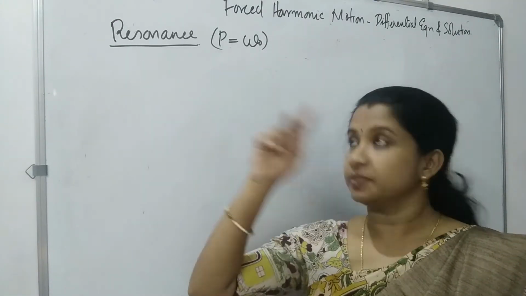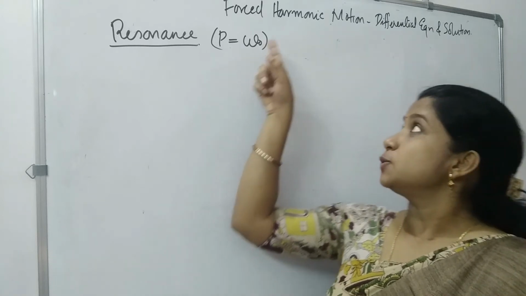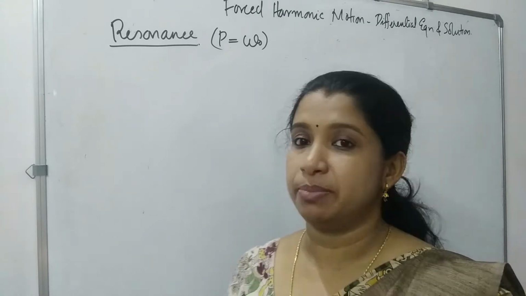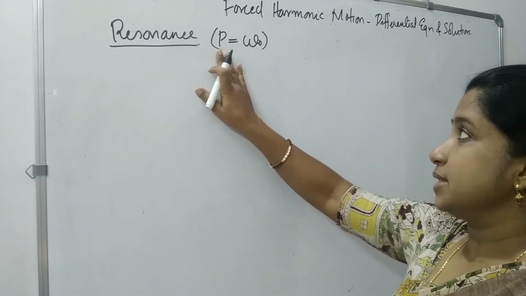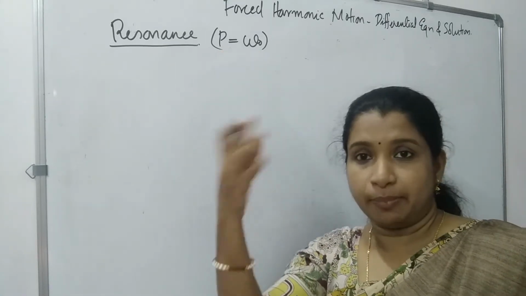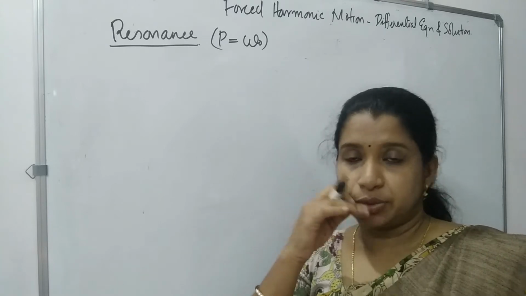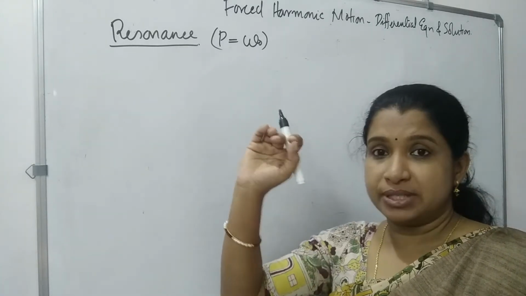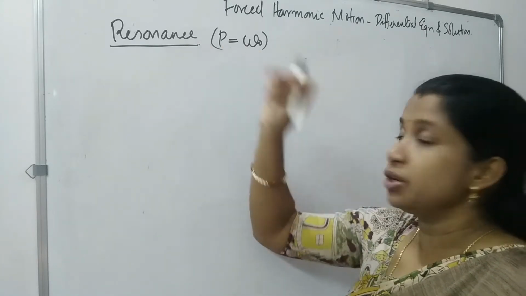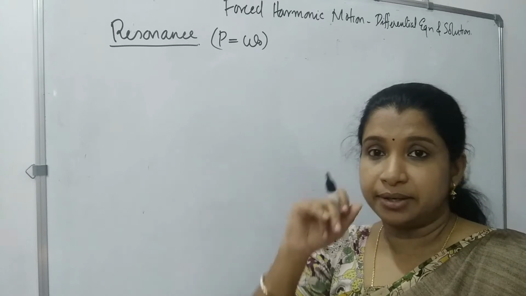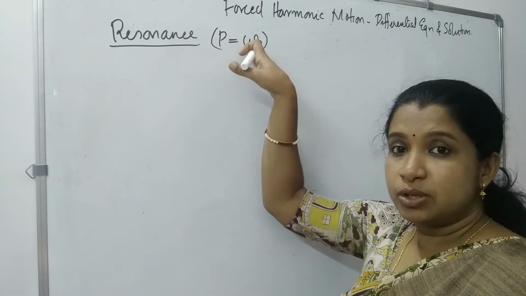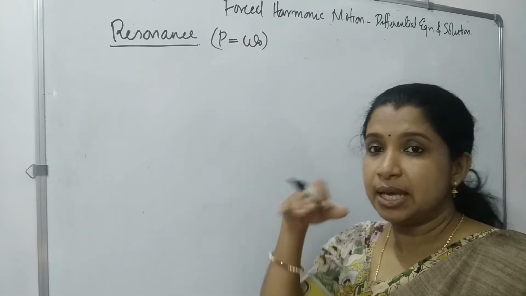Next section is resonance. Resonance means a special case of forced harmonic motion. Special case of forced harmonic motion means we get two frequencies. This p is the external frequency, or the frequency of the applied force, and omega 0 is the natural frequency. When matching of frequency occurs, we studied this resonance in plus 2. The matching of frequency is called resonance. Matching of which frequency? The natural frequency omega 0 and the external frequency p.